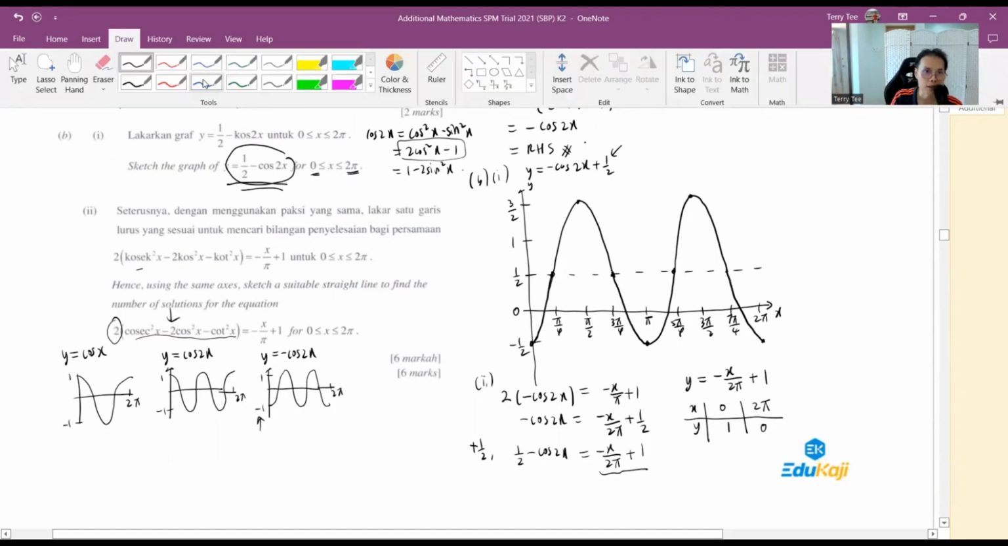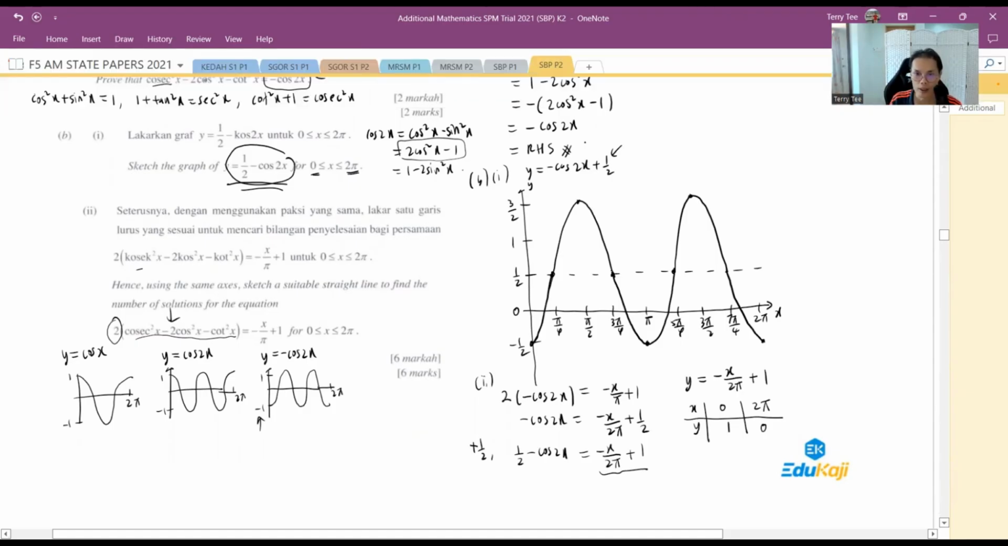So I'm going to use a blue color line here. (0, 1) is here. (2 pi, 0) is here. I'm going to draw a straight line, just join from here to here. Something like that. I'll move it down. Okay, so your line should be here.